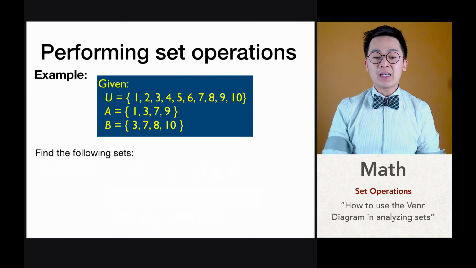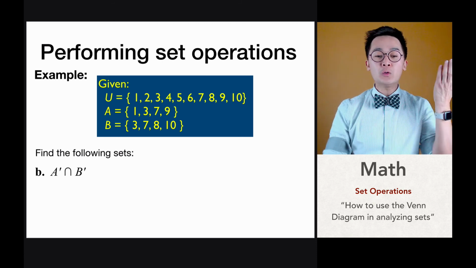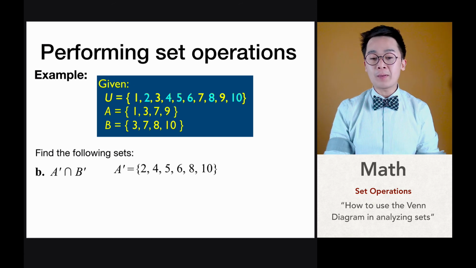Now let's work on the second subset, which is A complement intersection B complement. So we're going to find the intersection of A complement and B complement. So what we're going to do is list down all the elements of the complement of A from the universal set. So we know that A is 1, 3, 7, 9. So if we're going to find the complement of A, it would be 2, 4, 5, 6, 8, and 10. So that will be our complement of A.